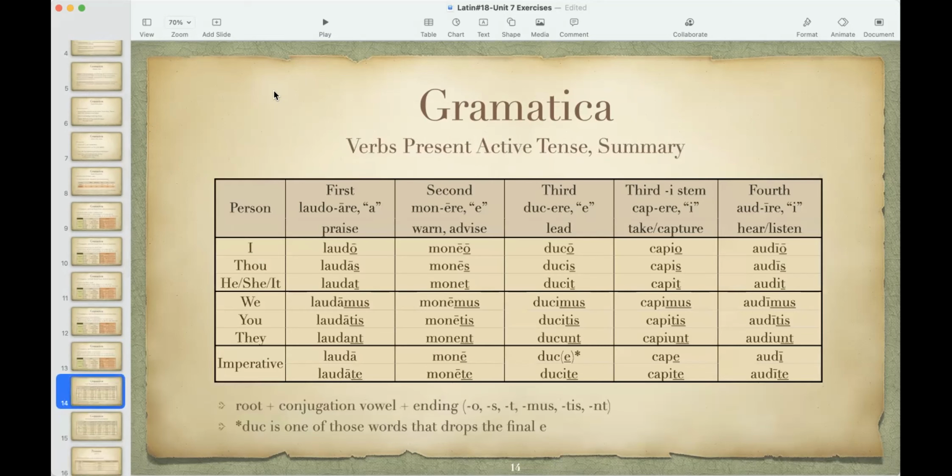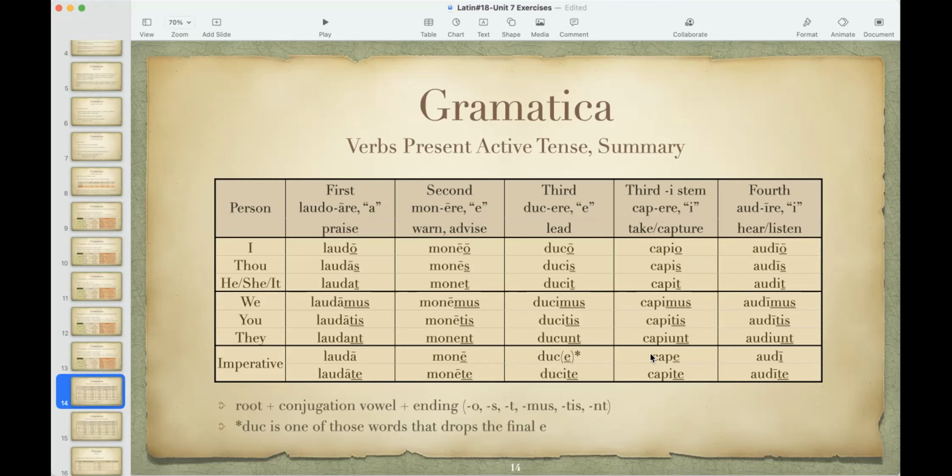What I also did last time is I put together the present tense summary so you guys can have it in one place. I also added the imperative forms. The second person singular imperative forms are just like the second person singular present form, but you drop the S. So laudas, lauda; mones, mone; just like duc, duke. Duke is kind of a funny one. You drop that last vowel on it. There's a couple of words where they just drop the last vowel.